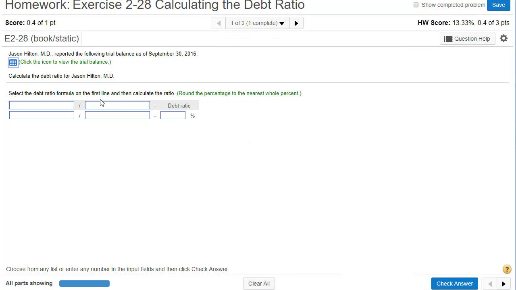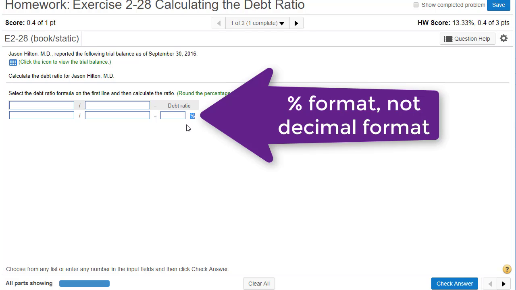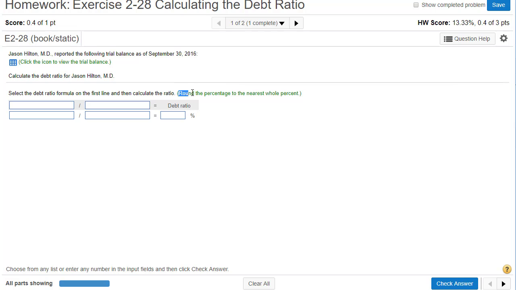So I'll close that momentarily so we can see our instructions: calculate the debt ratio, select the debt ratio formula on the first line, and then calculate the ratio. So we're going to put the formula in words up here, and then we're going to plug in the numbers here. And notice, according to this percentage sign, they want the final answer as a percentage, so we have to convert it to a percentage. And it says, rounding rules in green, round the percentage to the nearest whole percent.